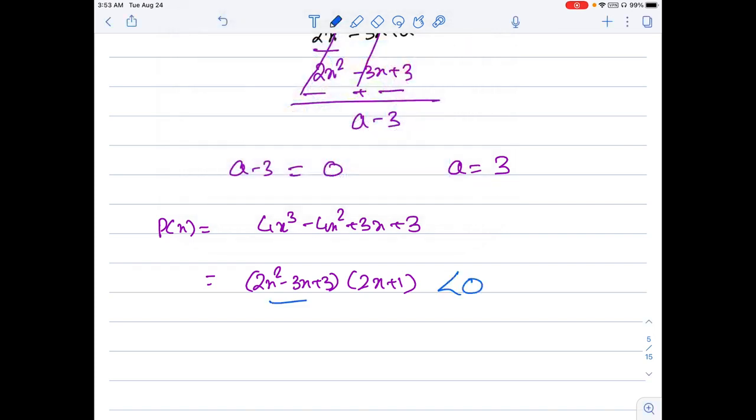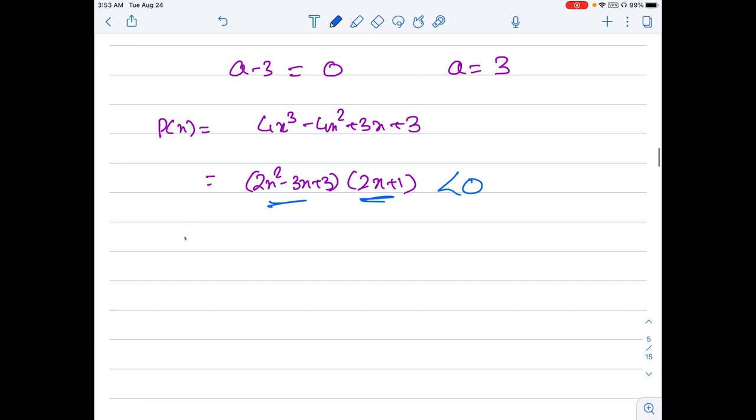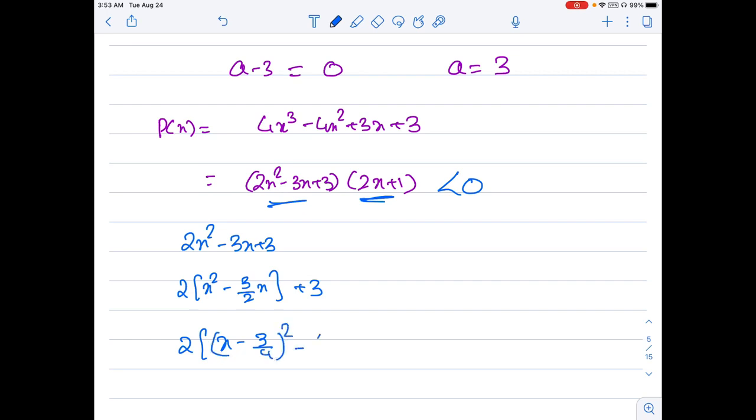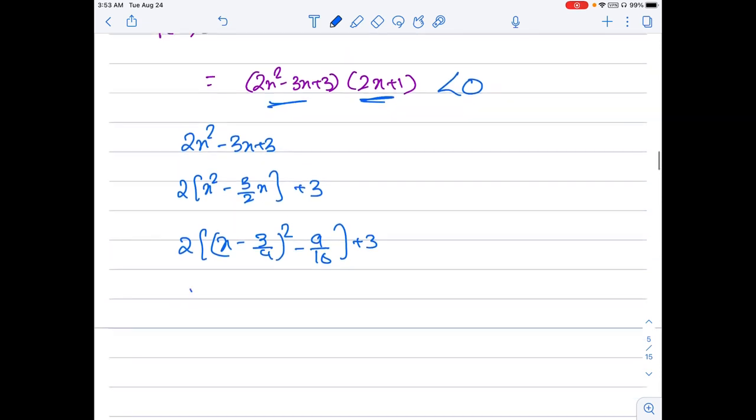So we have a quadratic term and a linear term. First we take the quadratic term, 2x squared minus 3x plus 3. We'll check whether it is less than 0 or not. For that, I'm going to do completing the square. So 2 common, x squared minus 3x upon 2 plus 3. Completing the square, it becomes x minus 3 upon 4 whole square minus 9 upon 16 plus 3. So this becomes 2 times x minus 3 upon 4 whole square minus 9 upon 8 plus 3.